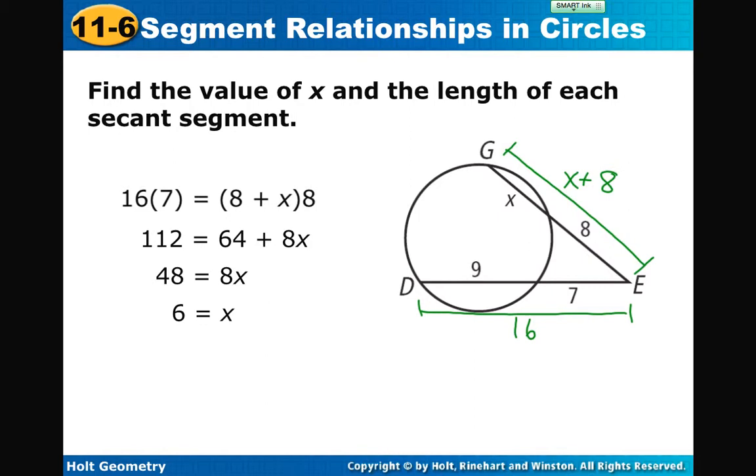The directions still say the length of each secant segment. It's not talking about the exterior part, it's talking about the whole, like EG. So EG would be 8 plus 6, and ED would be, or we already did, 7 plus 8 is 16. So 16 and 14 are the lengths of the segments.